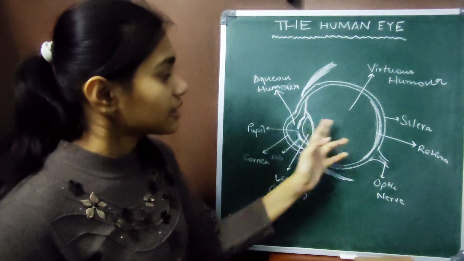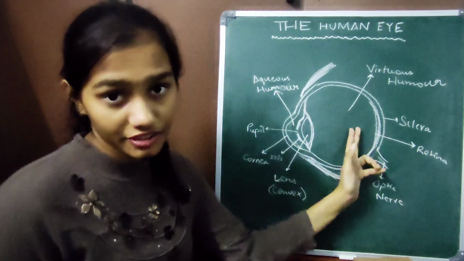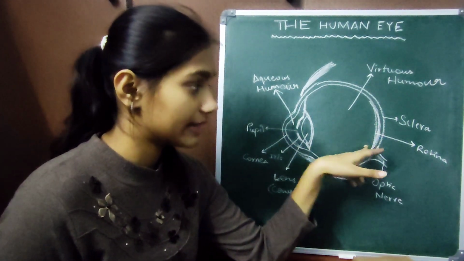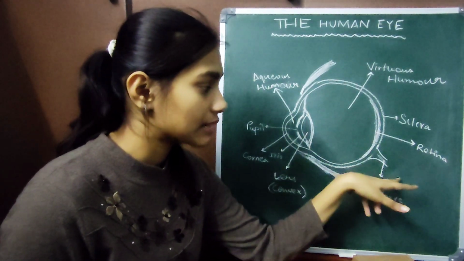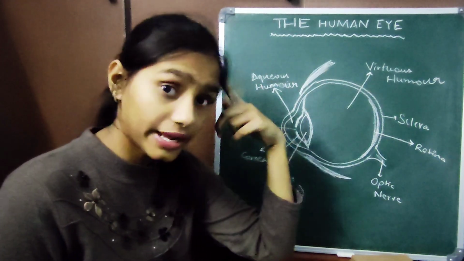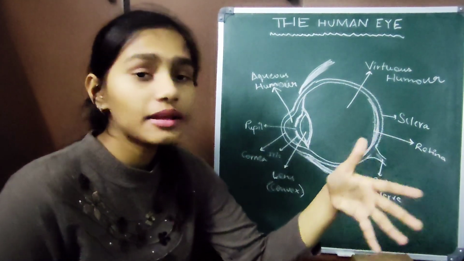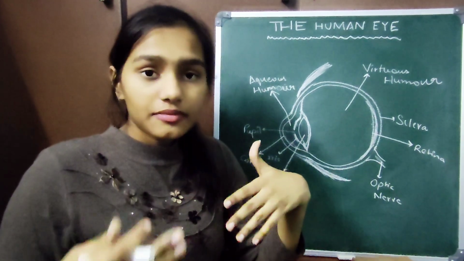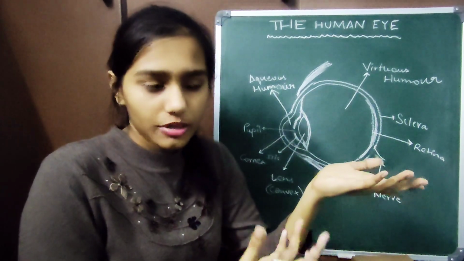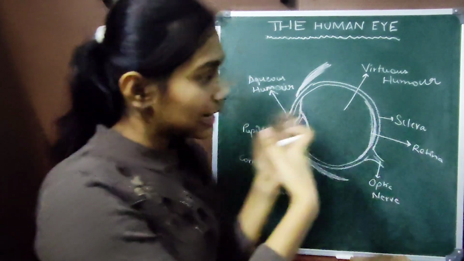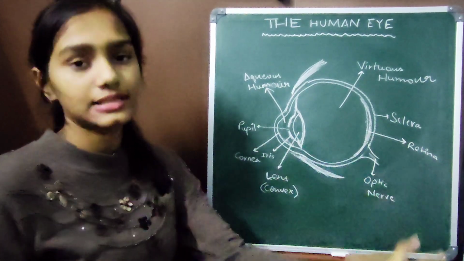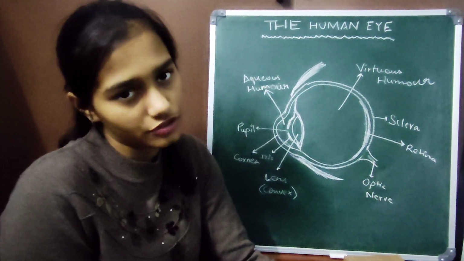From there, an inverted, upside down image is formed in the retina, and then that passes through the optic nerve into our brain, and the brain processes that inverted image and turns it into the image that we see. So that is how the whole process works. That was a vague explanation of the process.